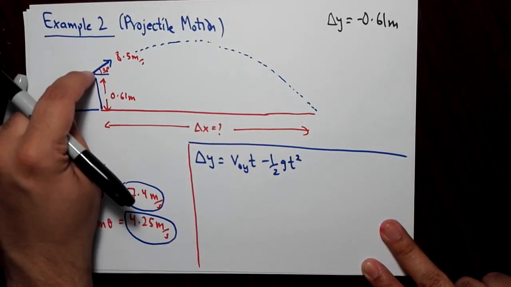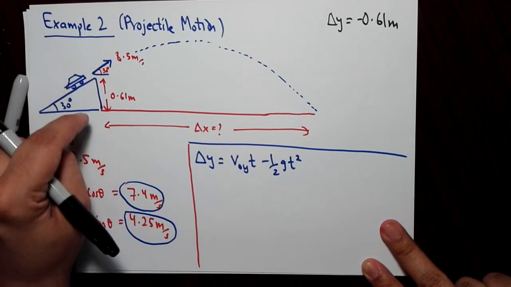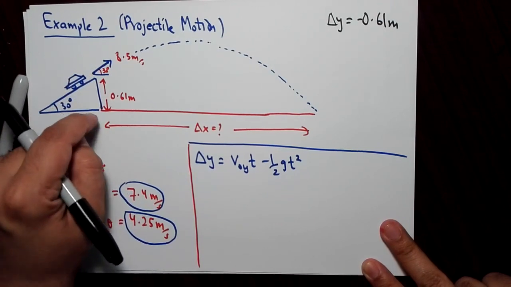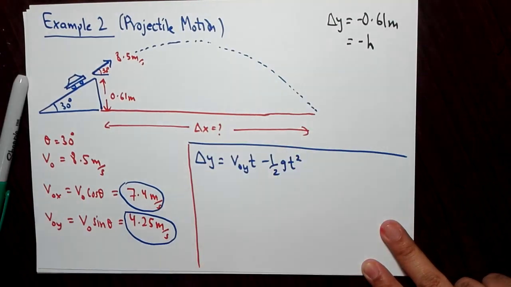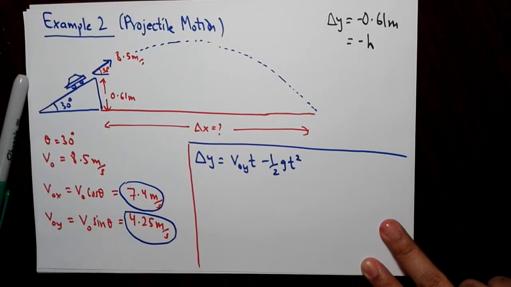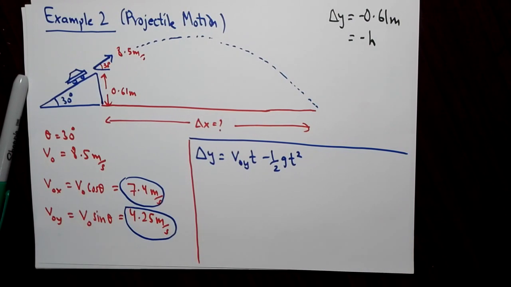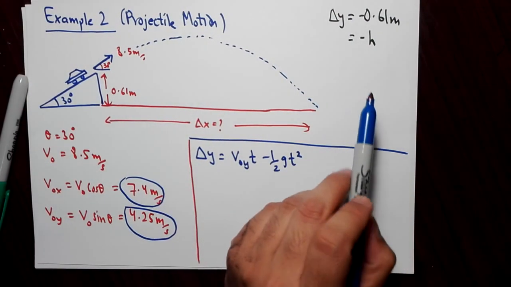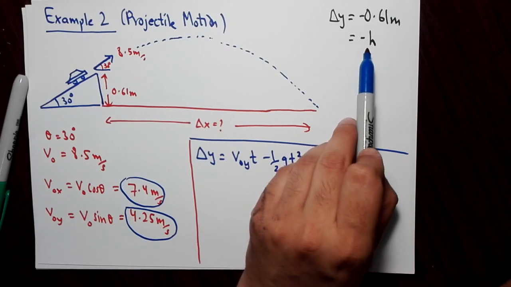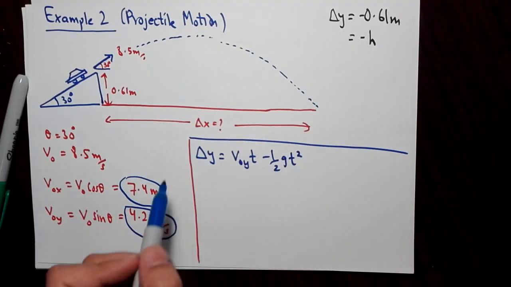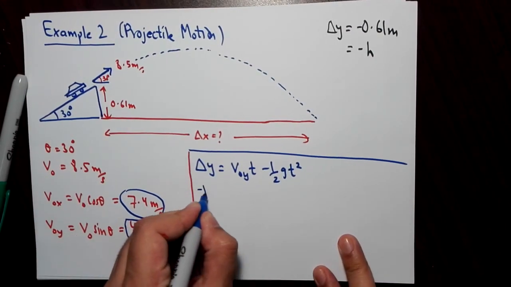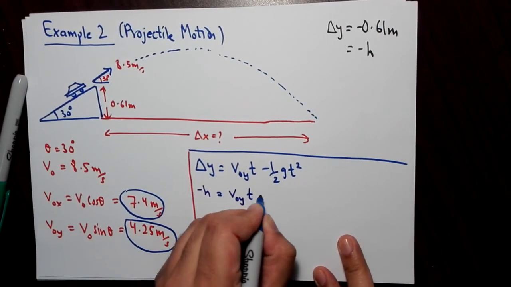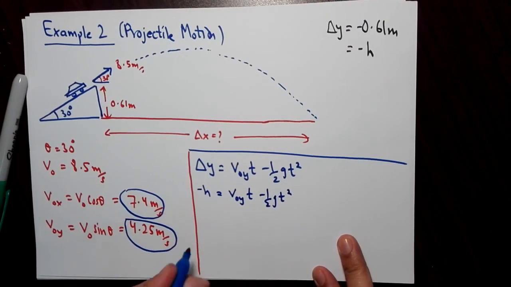Even if you take your origin over here, your final will be negative 0.61, and initial will be 0. So you get the same thing. I'm just going to call that negative h, because I want to solve this equation in terms of variables first. So let's plug that in. Be careful with this negative sign. Now if you don't plug in this negative sign, you will change the answer, because the quadratic equation will change. So negative h equals v naught y t minus half g t squared.